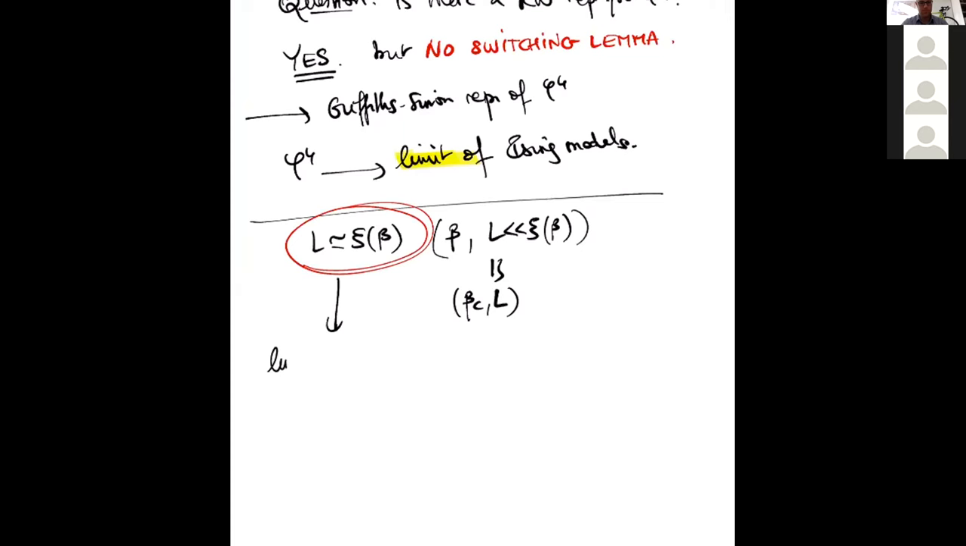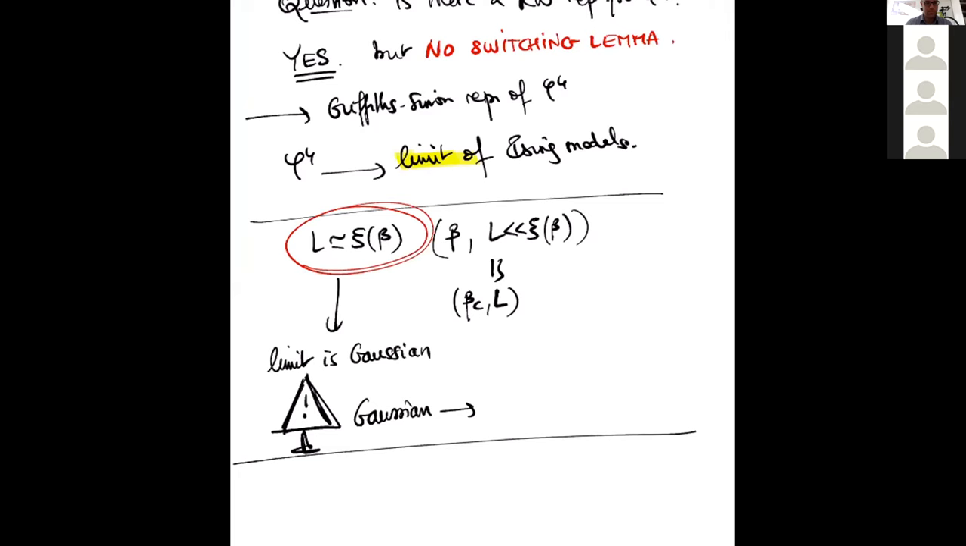Maybe here it's a good point to warn people, that when I say Gaussian, I don't mean Gaussian free field. I mean Gaussian, really, it's a Gaussian process. So I don't know the covariance of this process. What is expected is that when you fix beta c and take L goes to infinity, you expect to really get the Gaussian free field. That's a prediction.